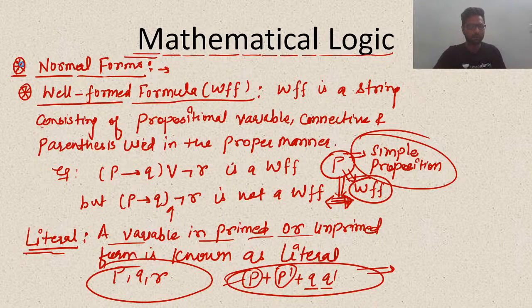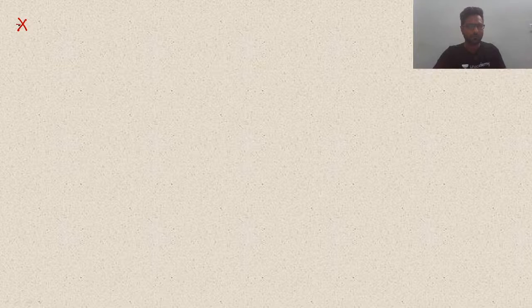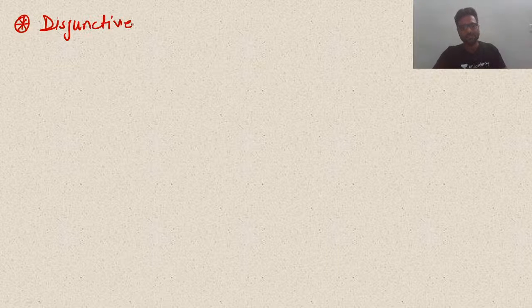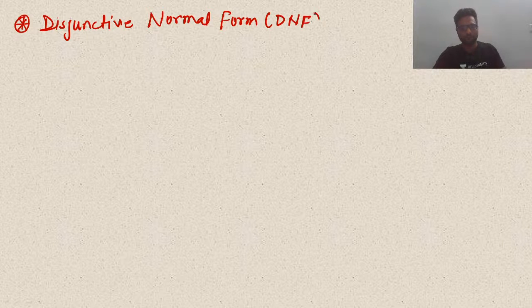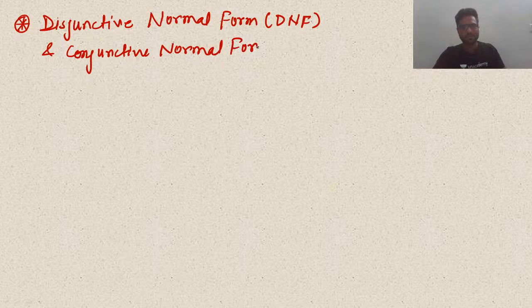So there are two normal forms. First one we'll see is the disjunctive normal form, that is DNF. And the second one is the conjunctive normal form, that is known as CNF. Okay.